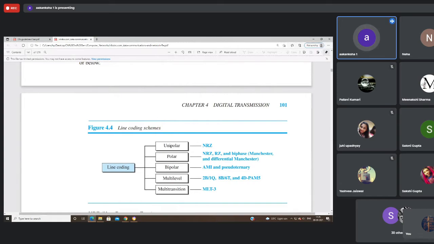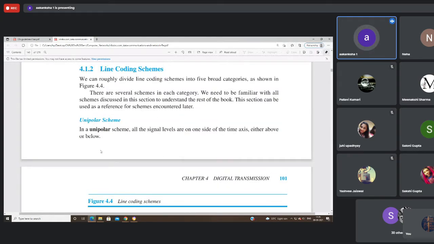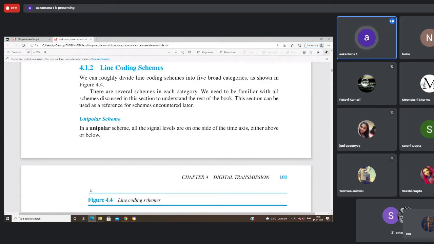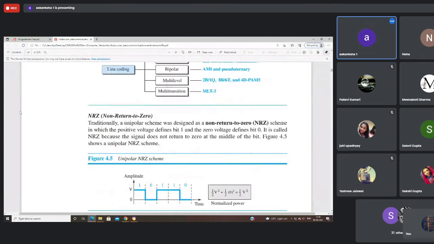So we have discussed 5 things: unipolar, polar, bipolar, multi-level, multi-transition. Now the first one is unipolar. In unipolar schemes, all the signal levels are on one side of the time axis, either above or below. That means either positive or negative. The first scheme in unipolar is non-return to zero.